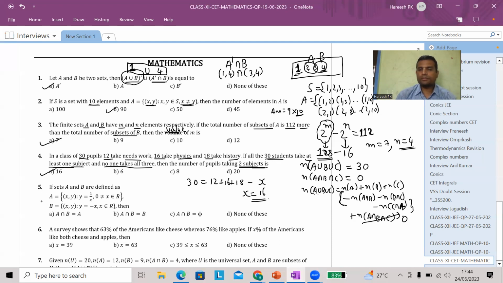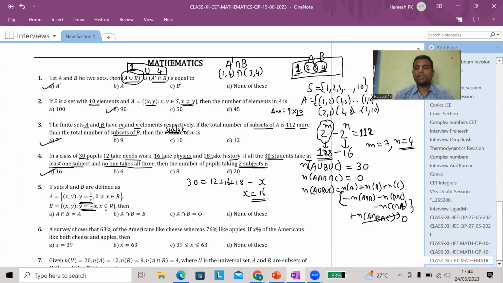So the 5th one, anytime in sets, they give you curves like this or equations like this. Y is equal to 1 by x. Y is equal to minus x. And if they ask for intersection, you have to find common points between both.